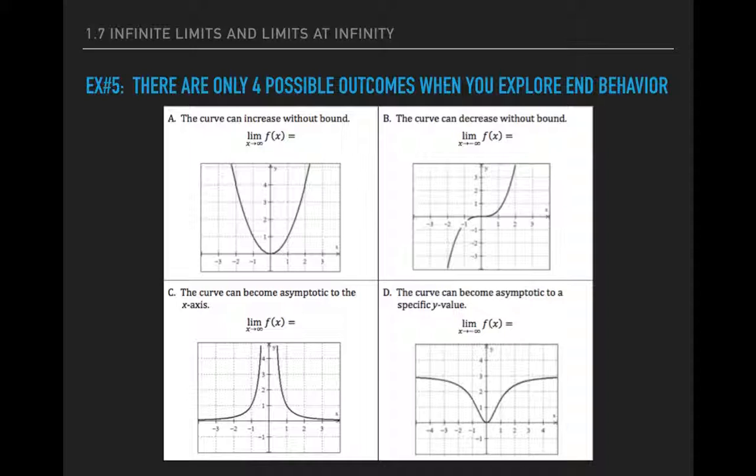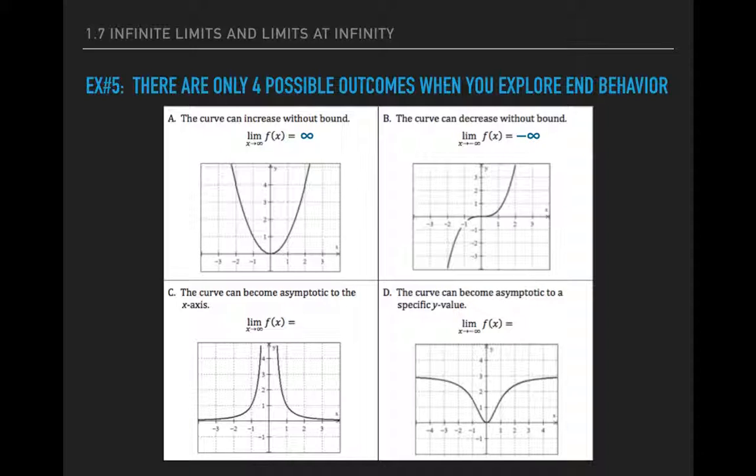Really, when talking about end behavior, that's another concept in this lesson, there are only 4 outcomes. You could have a curve that is increasing without bound, like this parabolic shape here, and your limit as you go to infinity is infinity. Or you could have a curve that is decreasing without bound, like you see on the left-hand side here as you're going to negative infinity. It's also going to negative infinity.